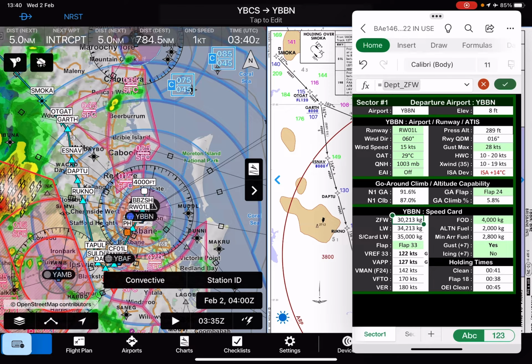With a zero fuel weight of this and a landing weight of that, based on how much fuel I think I'm going to have over my destination, and this is pre-calculated based on what's above, but I can override that because we've burnt more fuel en route or whatever. The speed card we're using is 35 tonne. Ooh, that's my favourite one. Don't ask me why I have a favourite one.